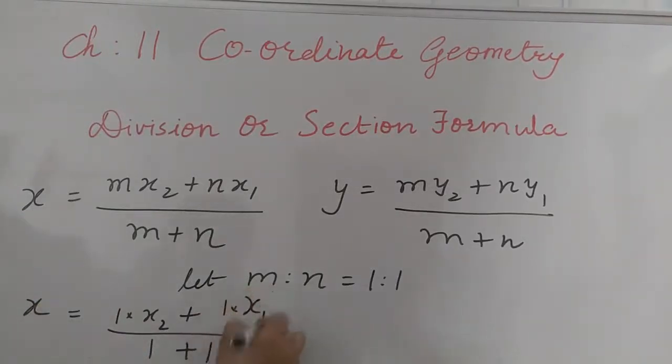So what do I get here? This will be x2 plus x1 upon 2. 1 plus 1 is 2 here.